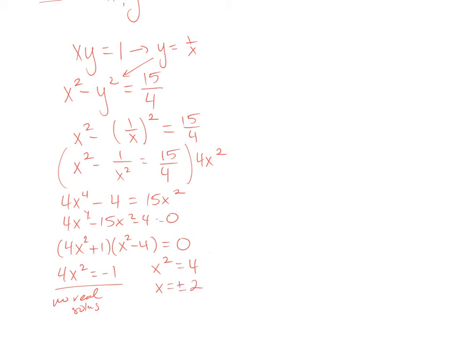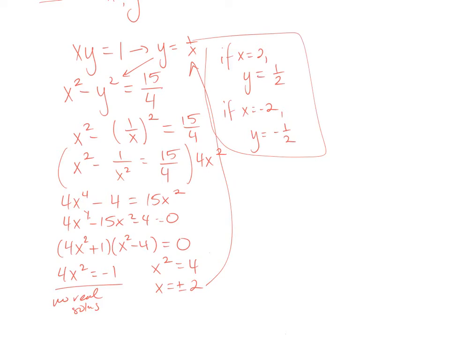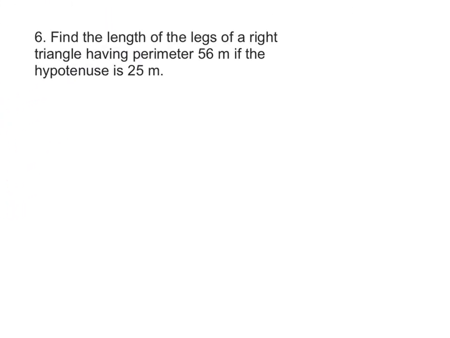We're going to plug that in for y up here. So that means that if x equals 2, y equals 1/2. And if x equals -2, y equals -1/2. So our possible numbers are 2 and 1/2, and -2 and -1/2. And those are our answers. Okay? Let's move on to 6.